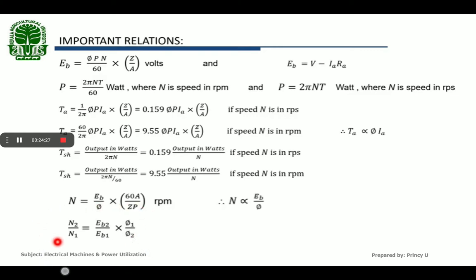Here, in this equation, for a series motor, Φ1 is proportional to Ia1 and Φ2 is proportional to Ia2. If it is a shunt motor, the flux is almost constant, that is Φ1 equals Φ2. So we can eliminate this term. For a shunt motor, N2 by N1 is equal to EB2 by EB1.